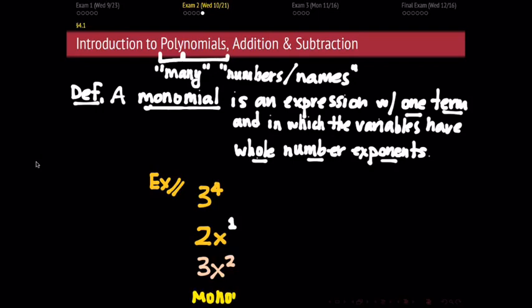All right, so what's an example of something which is not a monomial? Maybe that's the next place to go with this. What would not a monomial look like? There are two places that we could kind of attack this definition. We could attack the one term part of this definition, or we could attack the whole number exponents part of this definition. So let's suppose I wanted an example of an expression which has whole number exponents but which doesn't have one term. What would an example look like?